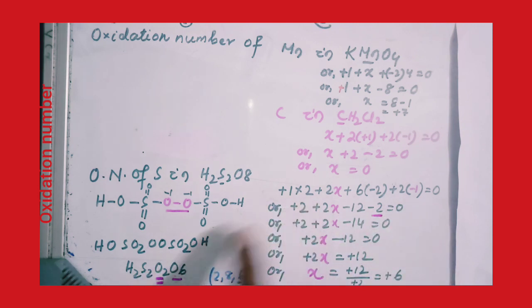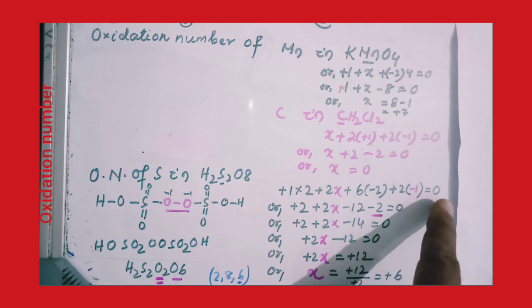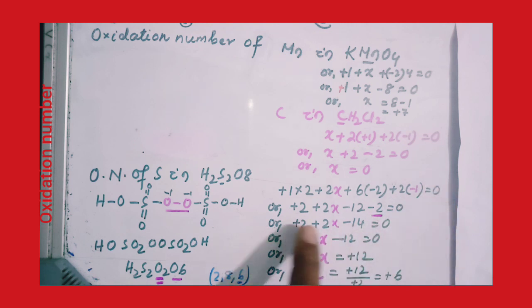H2: +1 into 2, for 2 sulfur 2x, for these 2 oxygen atoms 2 into -1, for these 6 oxygen atoms it is 6 into -2, is equal to 0, as it is neutral. 2 plus 2x minus 12 minus 2 is equal to 0. 2 plus 2x minus 14 is equal to 0. 2x is equal to 12, or x is equal to 12 by 2, that is +6. It cannot be more than +6 as it has 6 valence electrons in its outermost shell.